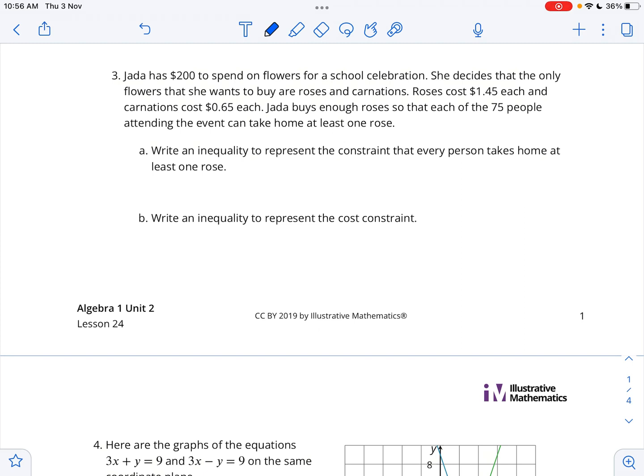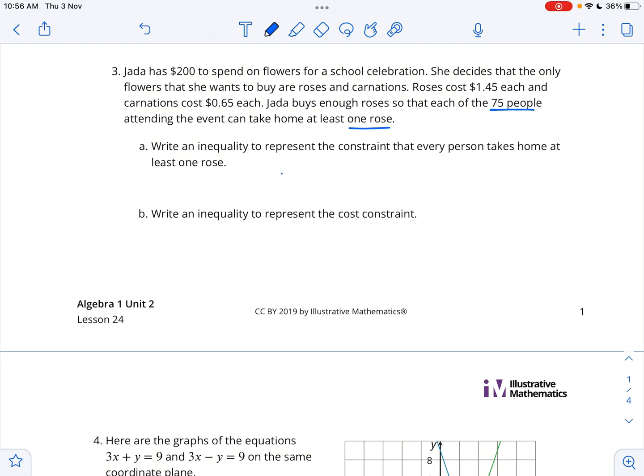So first I need to write an inequality to represent the constraint that every person takes home at least one rose. We know there are 75 people, and we want to give each one a rose. So that means that the number of roses, which I'll use R for, needs to be greater than or equal to 75, which is the number of people.